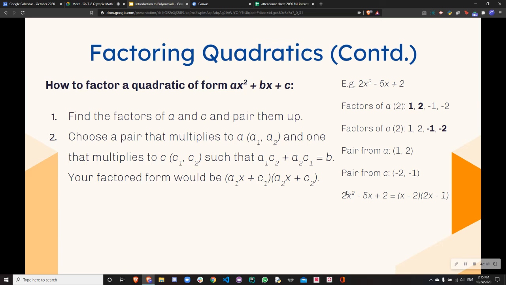So that means your factored form would be x minus 2. A1 is equal to 1, so it gives you x, plus C1. C1 is -2, my bad. C1 is -2 right here, so that gives you -2. For the second factor, you have A2. A2 is 2 right here, and you have -1 for C2. C2 right here is -1. So then you have x minus 2 times 2x minus 1. That's your factored form for this equation.